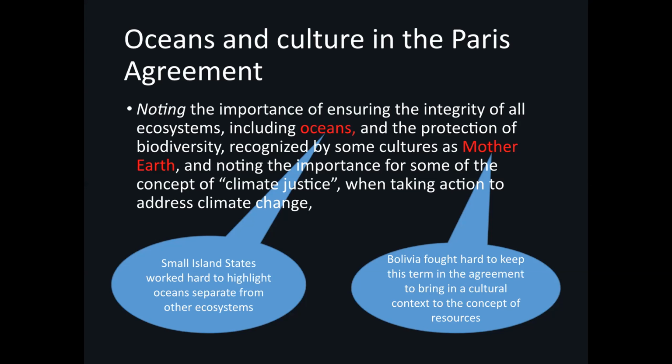So that little word became a push of negotiation, especially from civil society groups and others, to make sure that Indigenous cultures and local communities get acknowledged in the agreements.